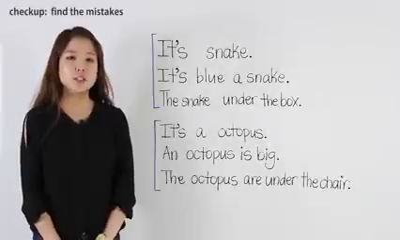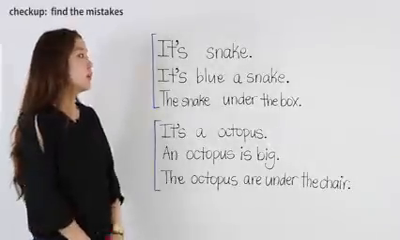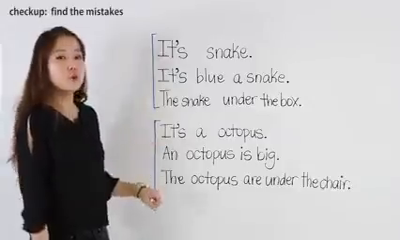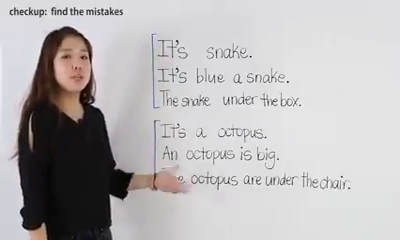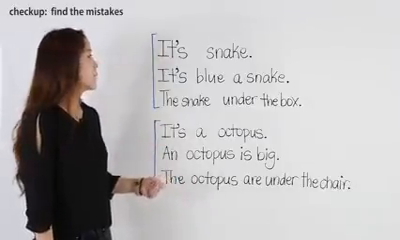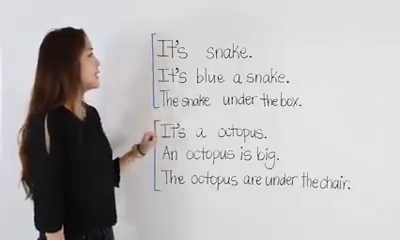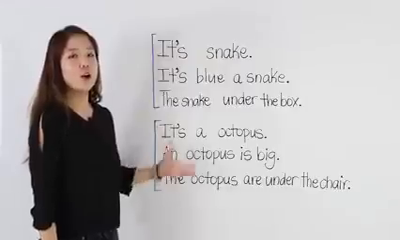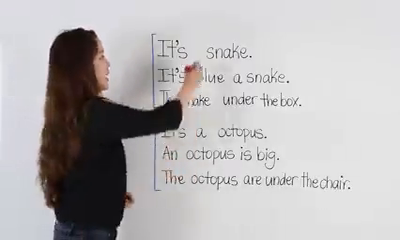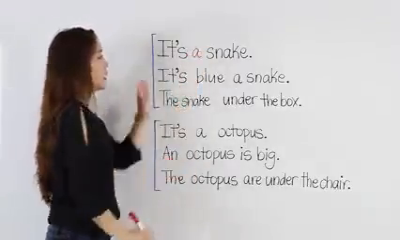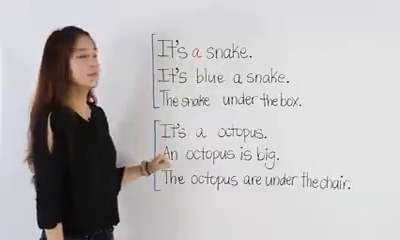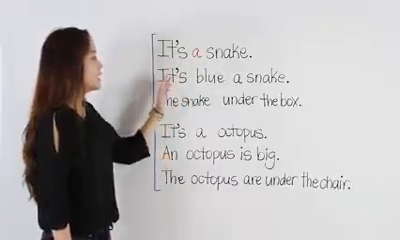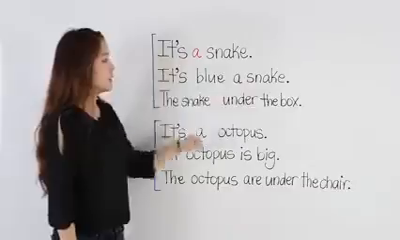Okay, let's continue with the checkup. Now, we have two short stories here. You have to help me find the mistakes. The first sentence says, it's snake. Well, we're missing an article, okay? And that article is a. It's a snake. Okay. It's blue a snake.